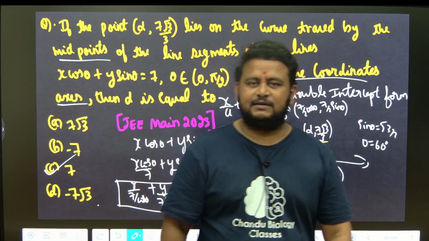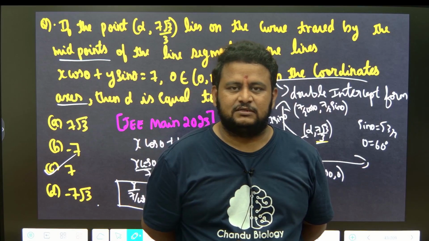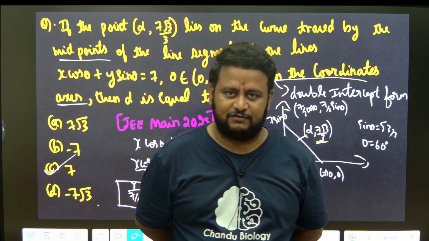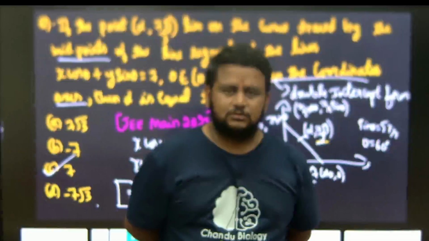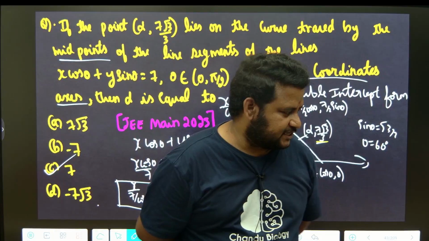So we will take it in double intercept form, and the midpoint is given. So x1 plus x2 by 2. We should be careful while taking which is denominator and numerator, and y1 plus y2 by 2. If you take it, what will you get? Theta you will get as 60 degrees.